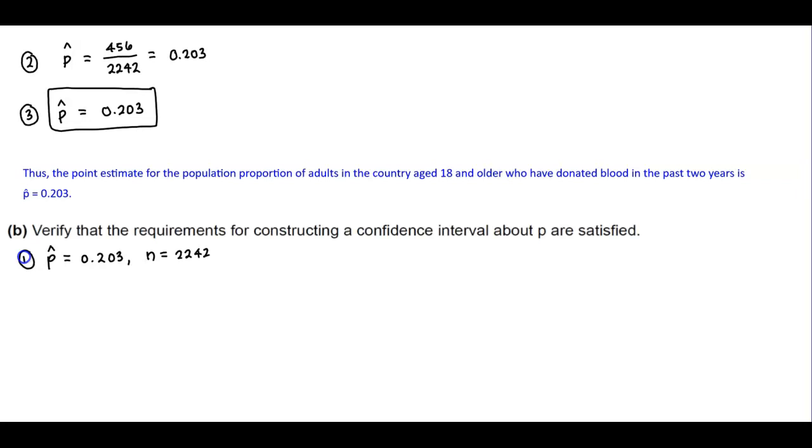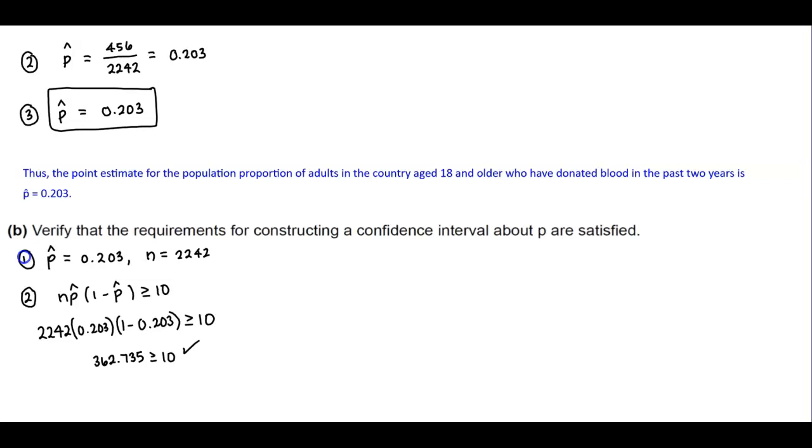Okay, so let's take a look at the first requirement. We need to make sure that n times p-hat times 1 minus p-hat is greater than or equal to 10. So we know that n is equal to 2,242, multiplied by 0.203 times 1 minus 0.203. We want to check to see if that's greater than or equal to 10. When we multiply that all out, we get 362.735, and therefore that is greater than 10, so that checks.